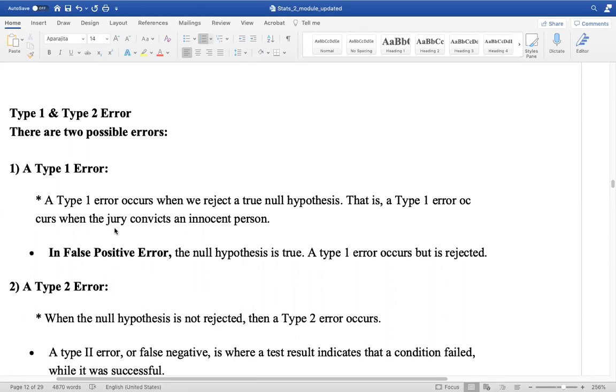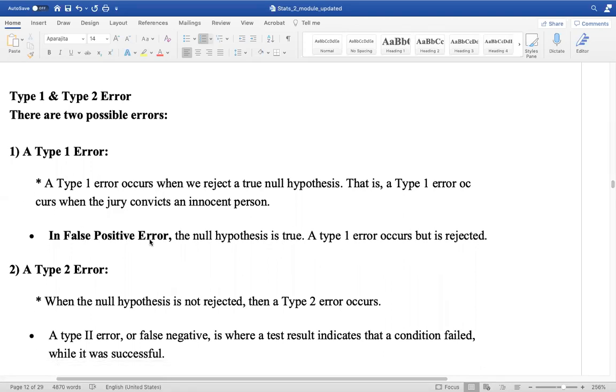False positive error. If the null hypothesis is true but it is rejected, a type 1 error occurs. Actually, the null hypothesis needs to be accepted, but your test is rejecting it. This kind of error is the false positive error.